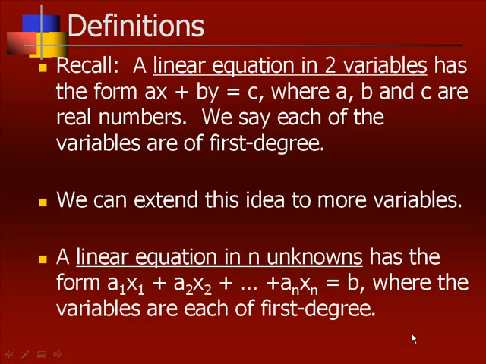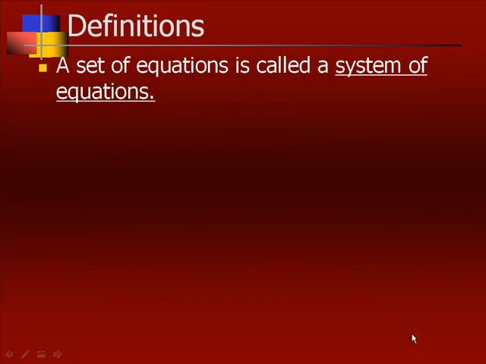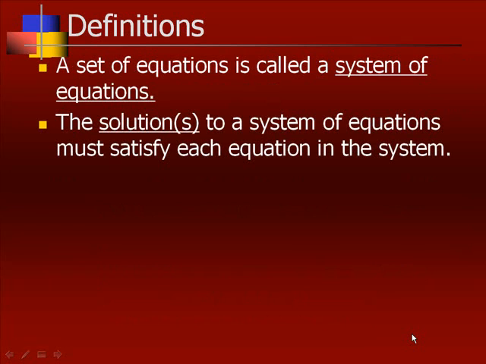A linear equation in n unknowns or n variables has the form a1x1 plus a2x2 plus all the way up to anxn equals b, where the variables x are each of first degree. A set of equations is called a system of equations. The solution or solutions to a system of equations must satisfy each equation in the system.